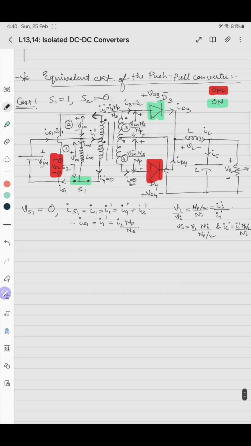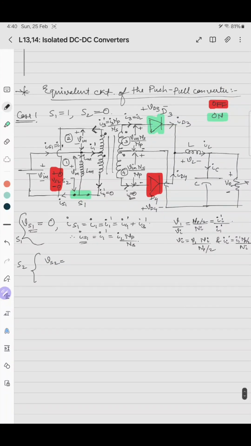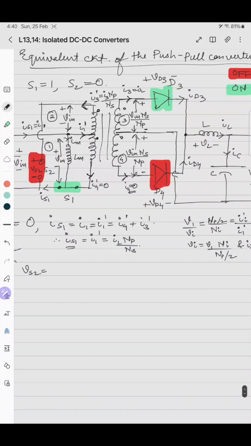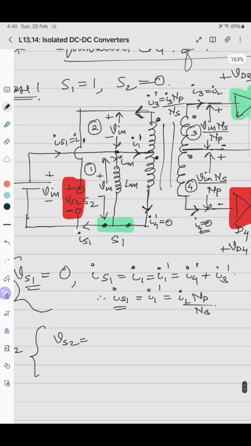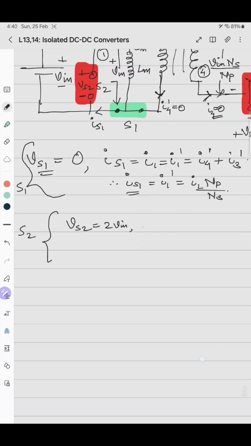So switch 1 is done. Now switch S2. VS1 is done, IS1 is done. Now for S2, what is VS2? What is the voltage across S2? If you apply KVL, plus is here, plus is here. So it is Vn plus Vn, 2 Vn. And what is IS2? IS2 will be 0 because the switch is turned off.